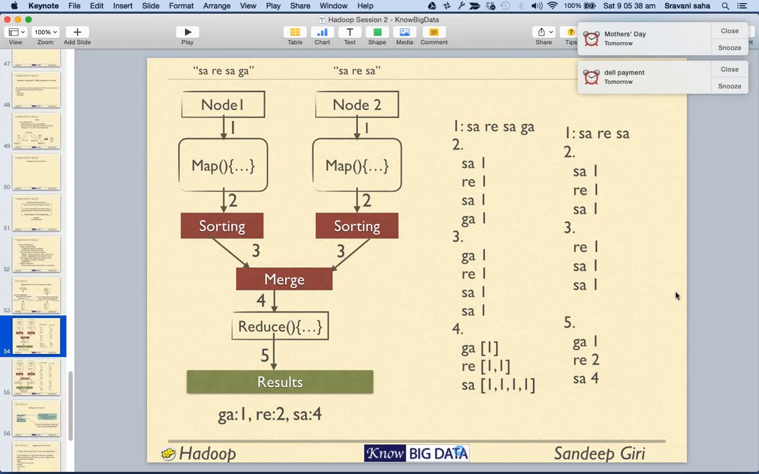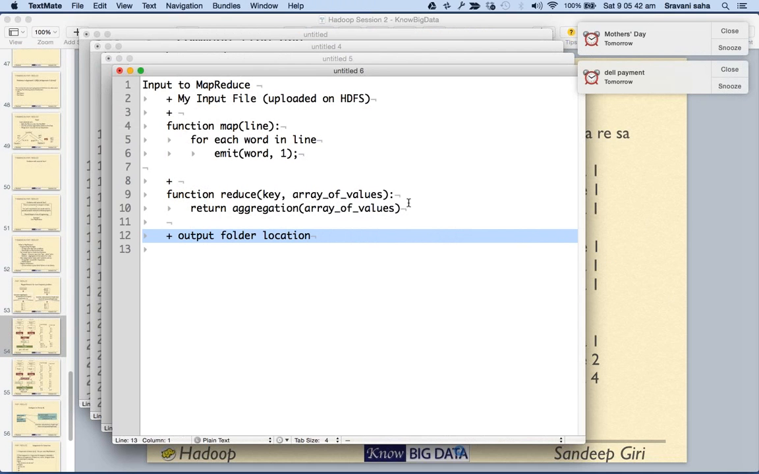Correct. So Srinivas's point is that the key means the word in the reducer function. Whatever key you decided on here, the same one will be here. That's correct.